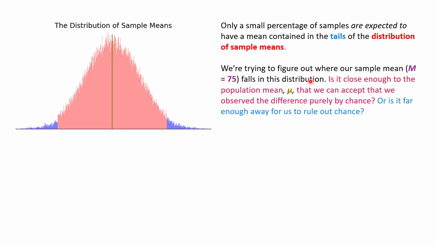What we're trying to figure out is where our sample mean is in this distribution. Is it close enough to the population mean that we can accept that the difference is just chance? Or is it far enough away for us to rule out chance? So where is the mean of 75 in this distribution?